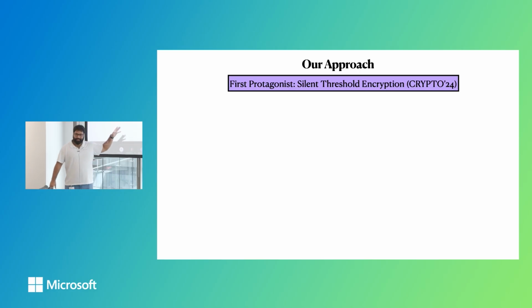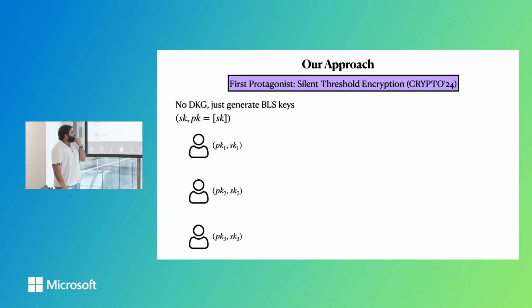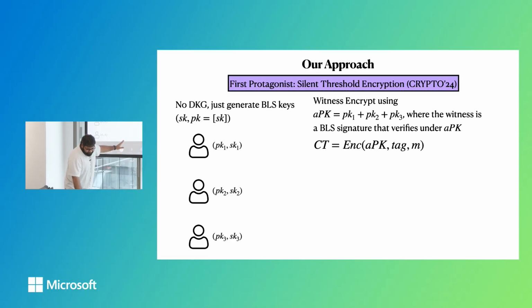So now I guess things are going to get a little bit more technical. I'm going to go over the construction in some more detail. Okay, so what do they do? There's no DKG. What the parties need to do is just generate BLS keys, which is basically a group element of the secret key. And all clients are just going to compute this public key and secret key.